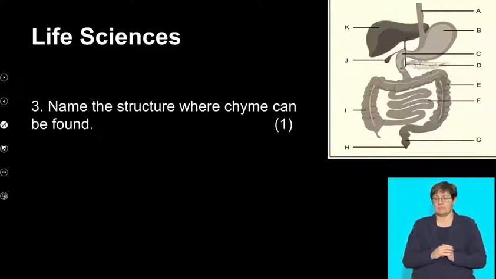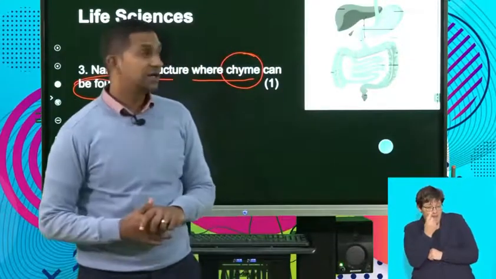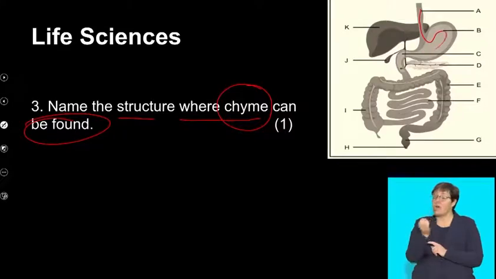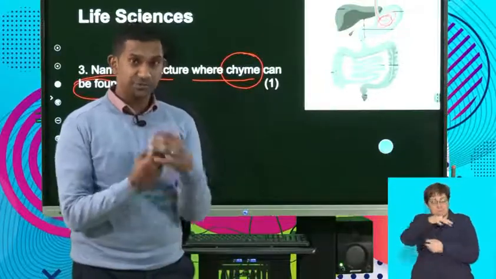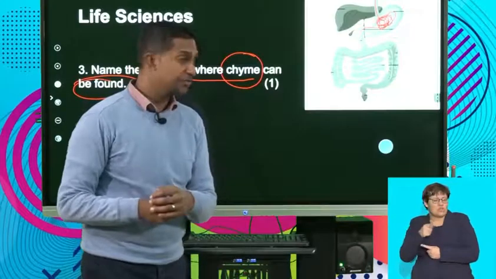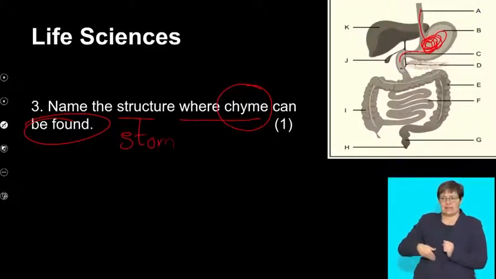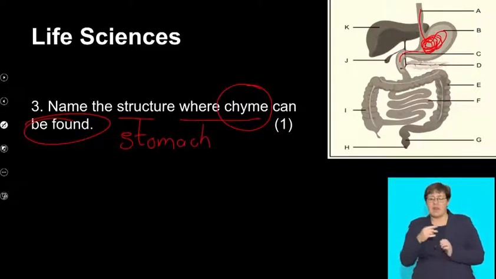Okay. Question 3. Name the structure where chyme can be found. Guys, the concept of chyme again comes up from our understanding of terms. Remember, we spoke about the food that moves into the stomach, and that mixes with the gastric juices. Once that mixture is produced, it moves from the stomach into the small intestine. So when it is mixed in the stomach, that mixture of gastric juices with food is called chyme. So the structure where chyme is found is the stomach, and in this case it's labeled with the letter B.